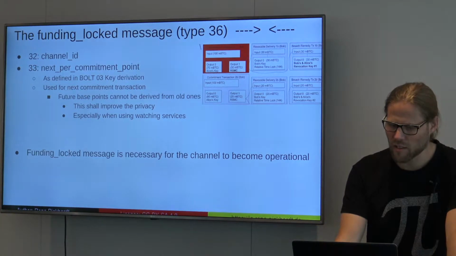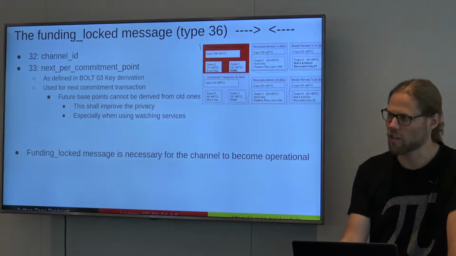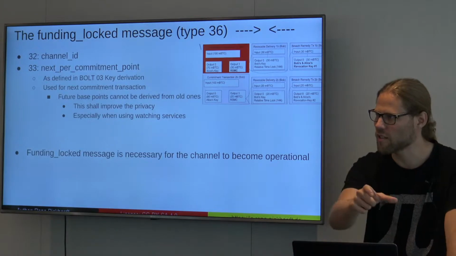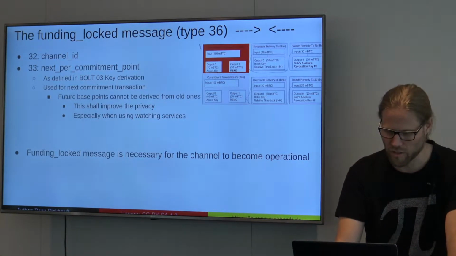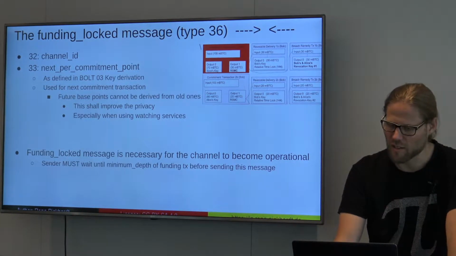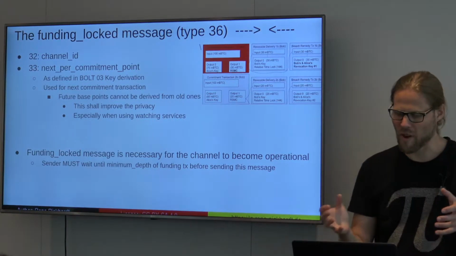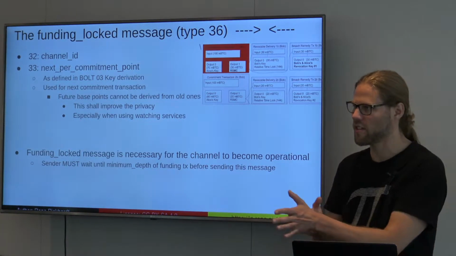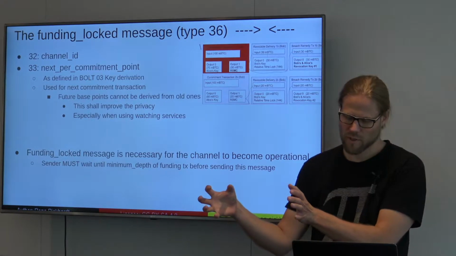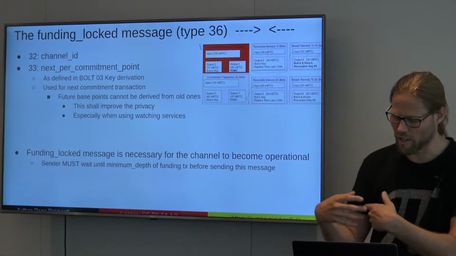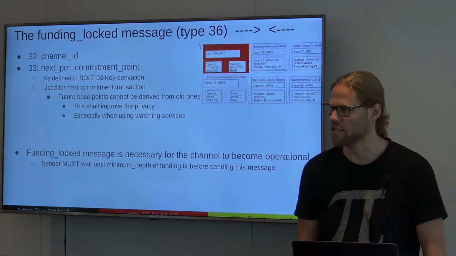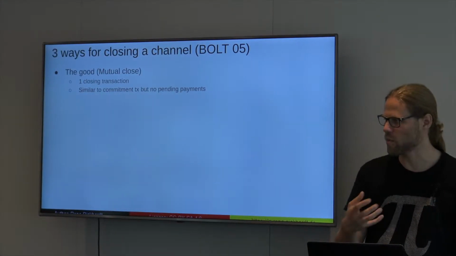So yeah, the funding locked message is necessary for the channel to become operational because you need the next commitment point. And the sender, it's specified in the protocol, must wait until the minimum depth that the receiver of the channel was requiring was achieved before sending this message. Not include any HTLCs or pending payments, right?